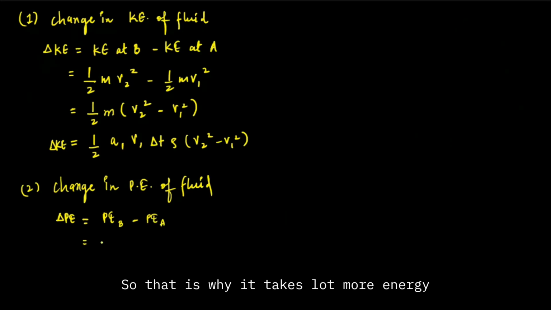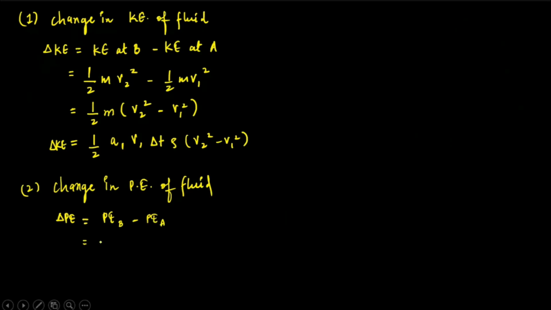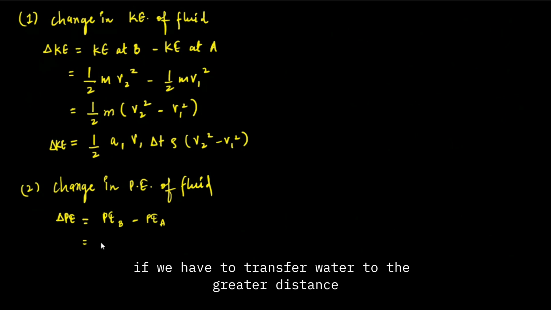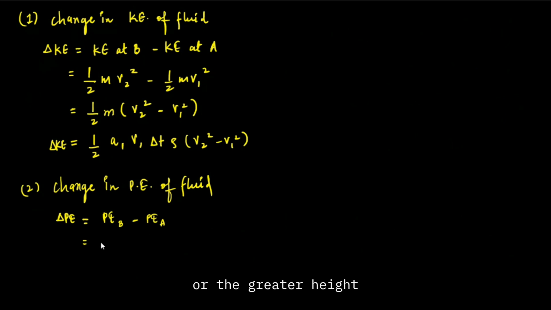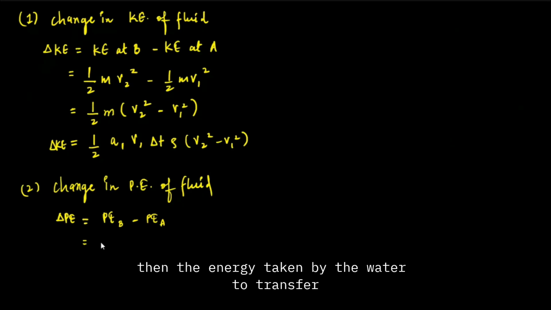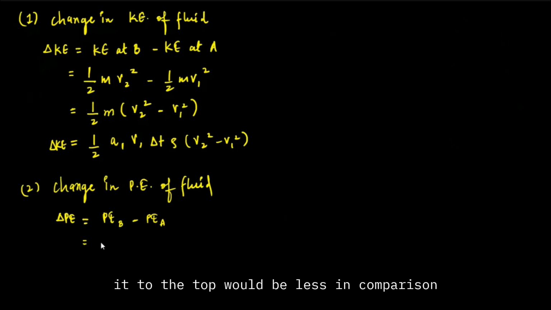So that is why it takes a lot more energy if we have to transfer water to the greater distance or the greater height. For example, suppose it is a two-story building, then the energy taken by the water to transfer it to the top would be less in comparison to a four-story building. That is the case. It all depends upon how many floors there are. If there are two floors, it will take less energy. If there are more floors, it will take more energy.